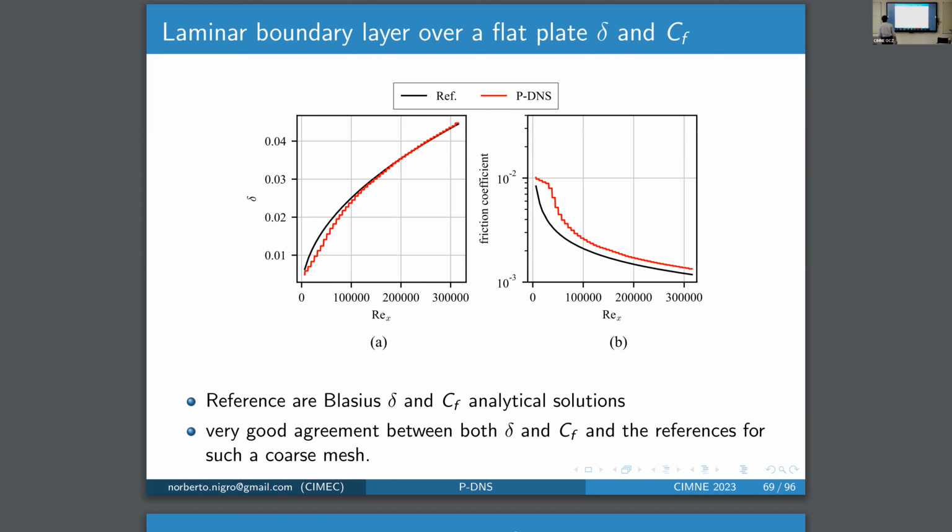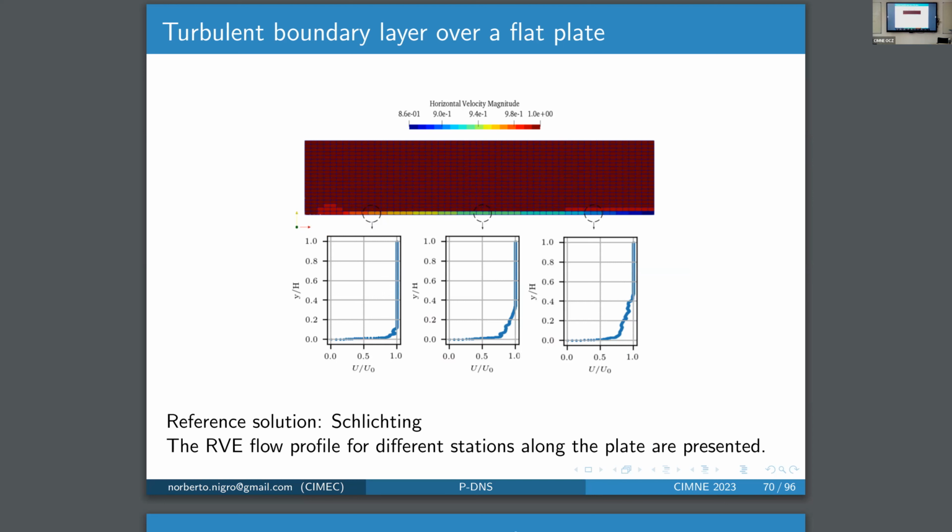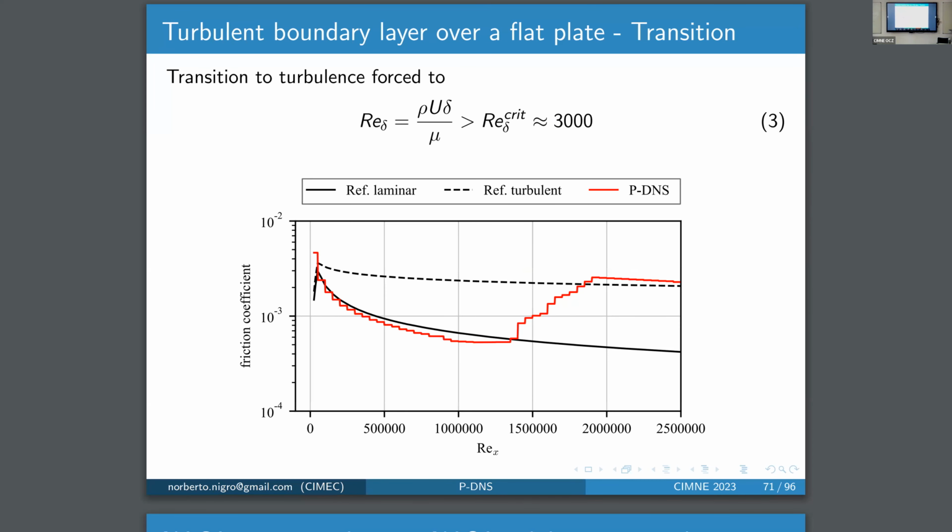This is how the delta evolution for us compares with the Blasius solution, and this is how the friction coefficient compares with the Blasius. This is the same for turbulent with the reference of Schlichting. This is how we move from laminar to turbulent. The black one is the laminar solution. The dotted one is turbulent, and we promote this change using some personal criteria. It's between brackets. I don't know. We have to improve in this way, trying to get which is the critical Reynolds number for delta for this transition. We promote the transition up to now.